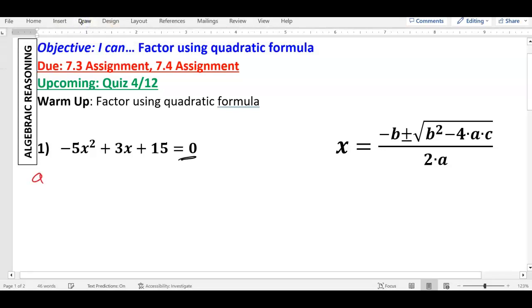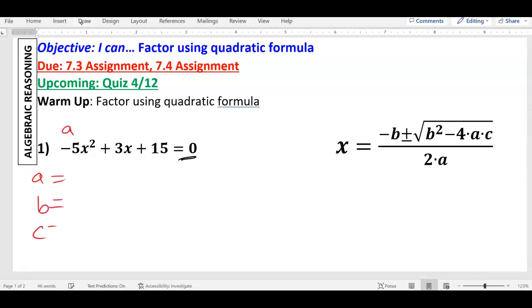A is what? What's the first leading coefficient? -5. That's it, right? Just the coefficient. What about B? 3. And what's C? Okay. So figuring those out is not too hard. Does that make sense? A, B, and C are those three numbers. Don't forget the negatives. Now, this is the part where it's a little complicated.